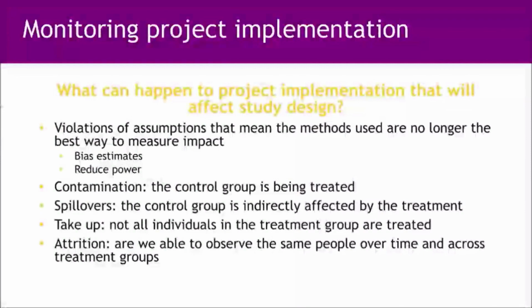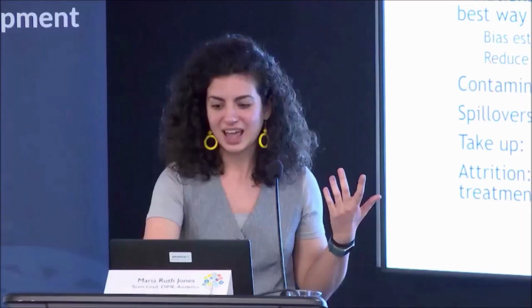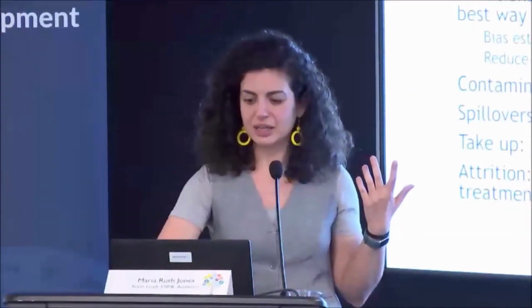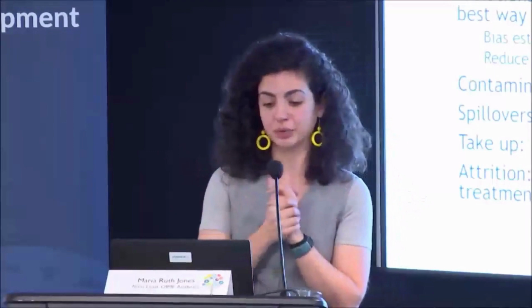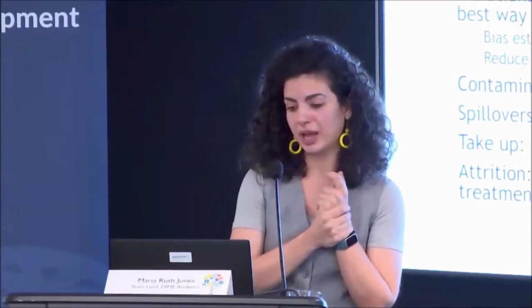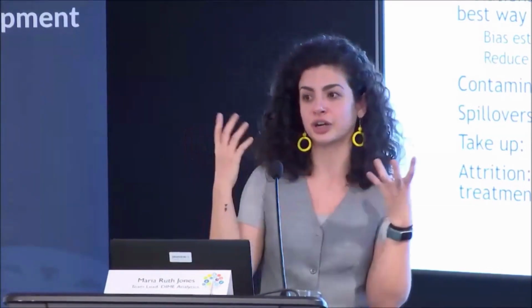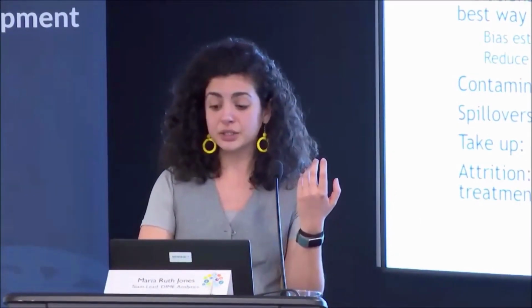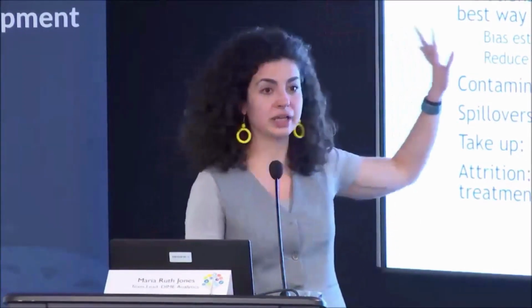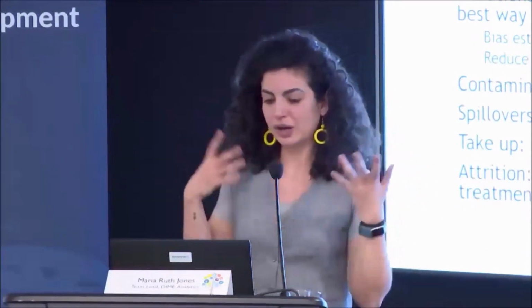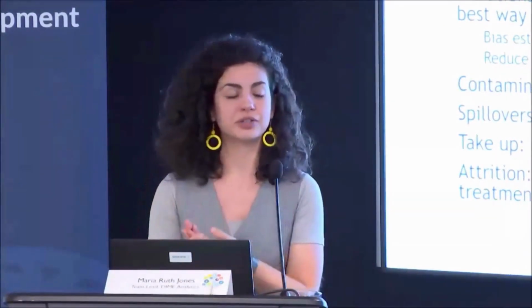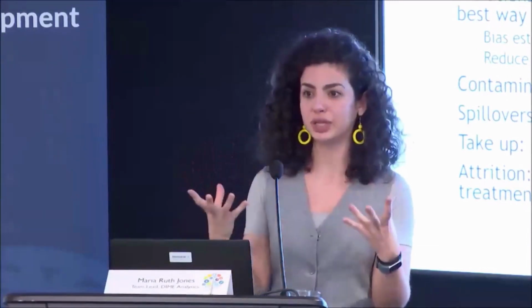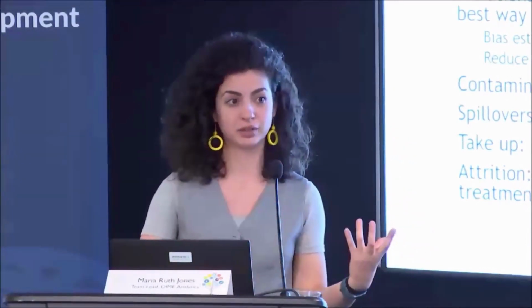So all of these things are common things, and they will affect our study in different ways. So, for example, low take up and high attrition will reduce the precision in our estimate, so it will have a problem with power. And there are methods to address all of these different things. And this can be done. It can be incorporated into the study design, but for us to be able to do that, we need to know that these things are happening.